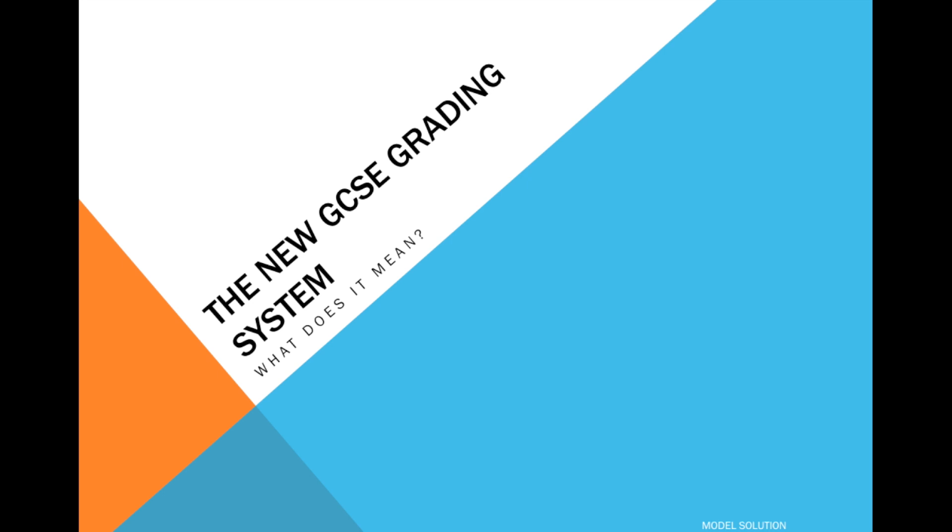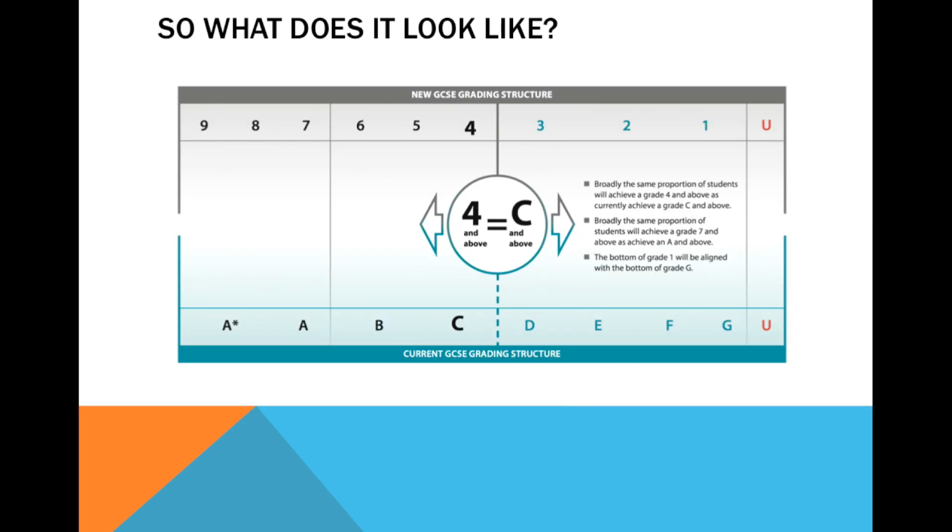It's supposed to help the distinction between high performance students and low performance students. So now instead of A star to U, it's going to be 9 to U, 9 to 1. As you can see, this is from the government's website, and 4 and above is equal to C and above. It's not quite that, but you can see here, just below a 4 is midway between C and D.